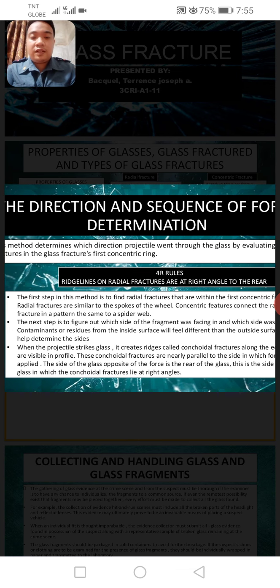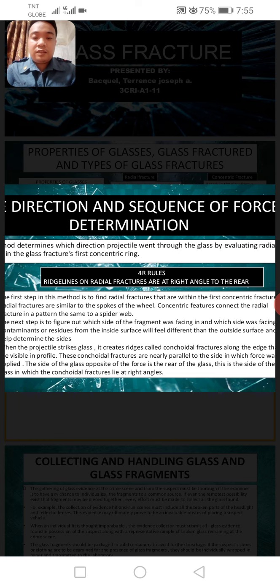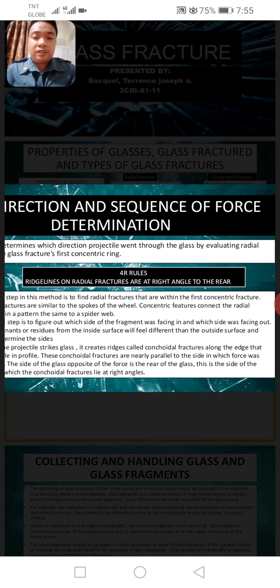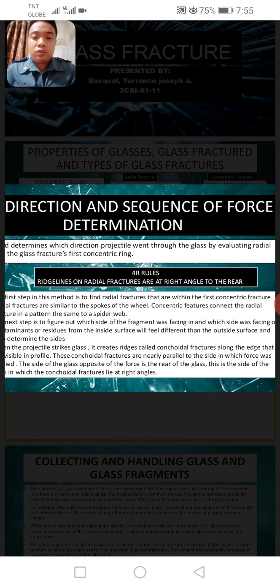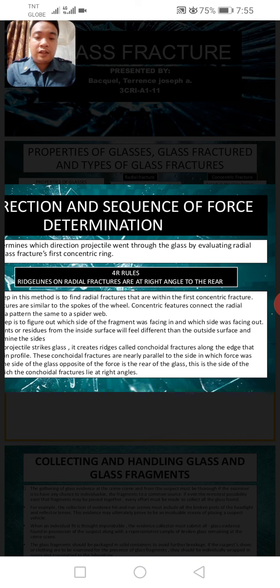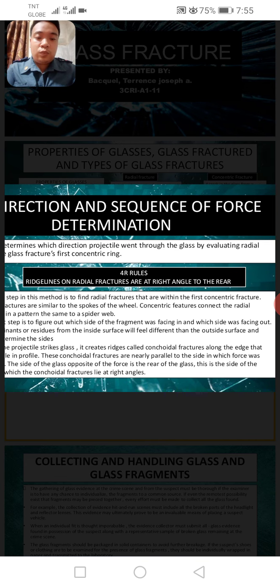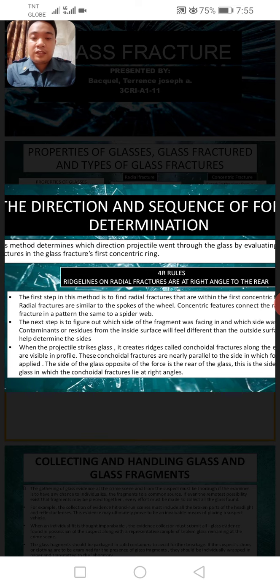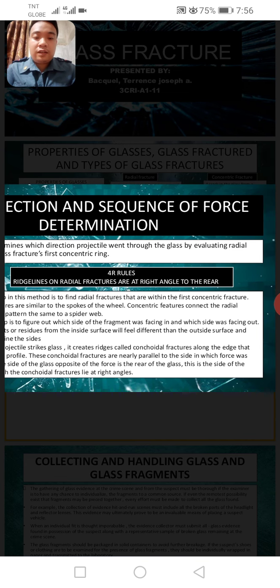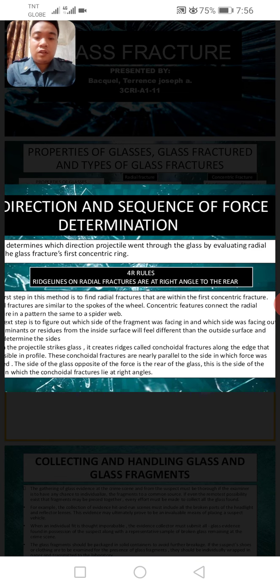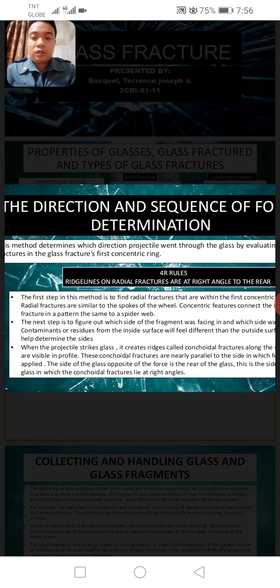When a projectile strikes glass, it creates ridges called conchoidal fractures along the edge that are visible in profile. These conchoidal fractures are nearly parallel to the side on which the force was applied. The side of the glass opposite the force is the rear of the glass. This is the side of the glass on which conchoidal fractures lie at a right angle.